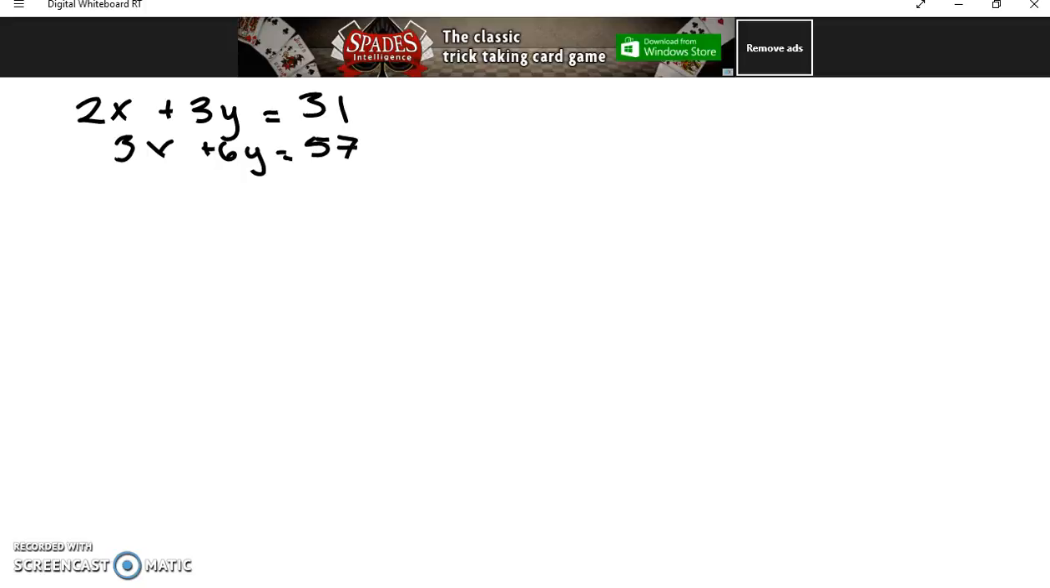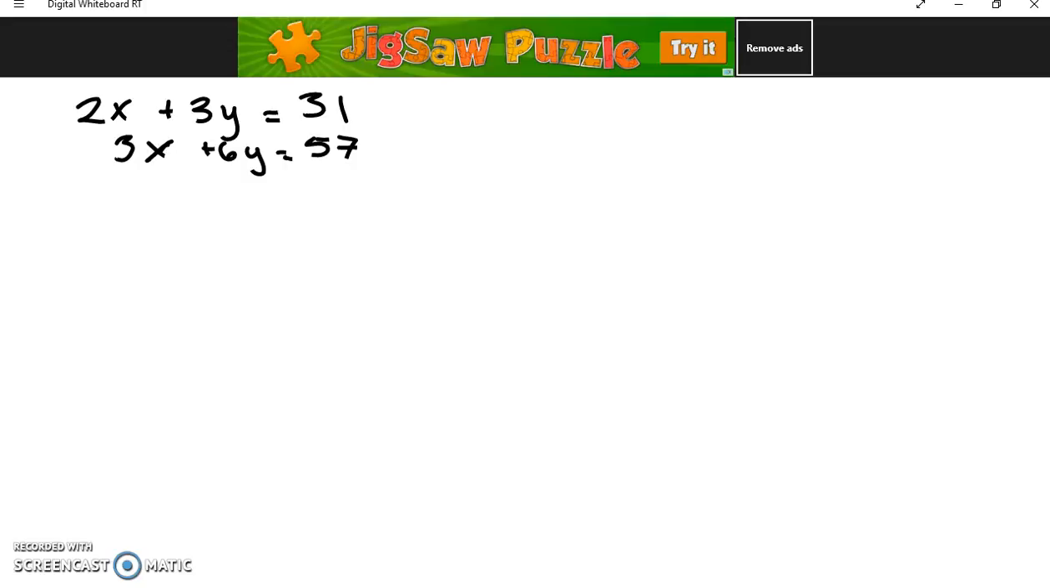Now, remember when you're solving, as long as it doesn't tell you that you have to solve either by substitution or elimination, it's just whatever one is easiest. So in this case, elimination is going to be our easiest method because I've got a 3y and a 6y. So I'm going to take this first equation, multiply the whole thing by 2, and subtract it from my second equation, which has now become my first equation.